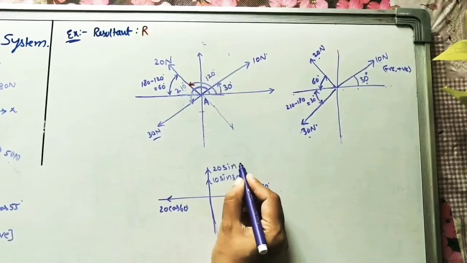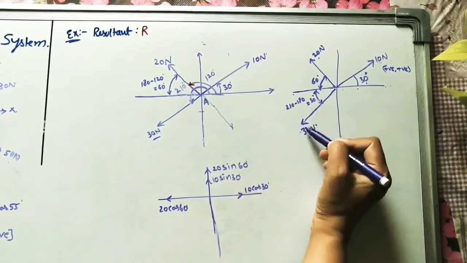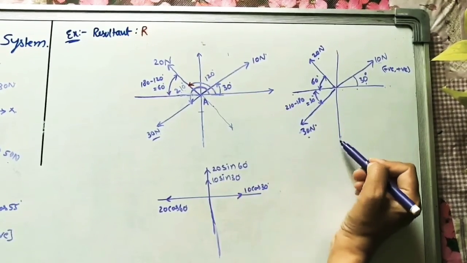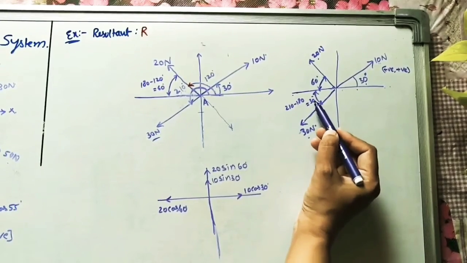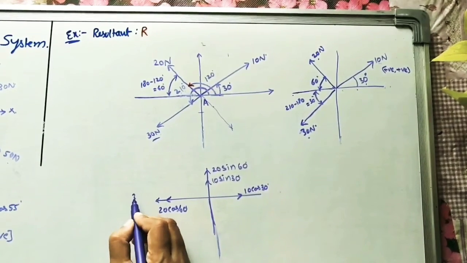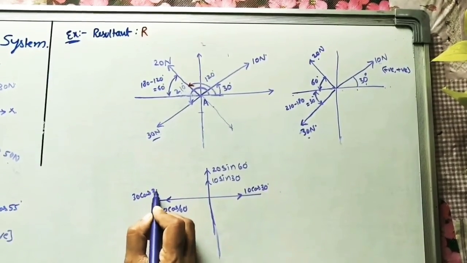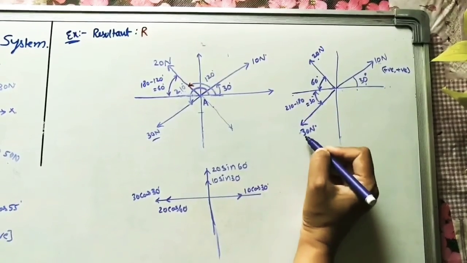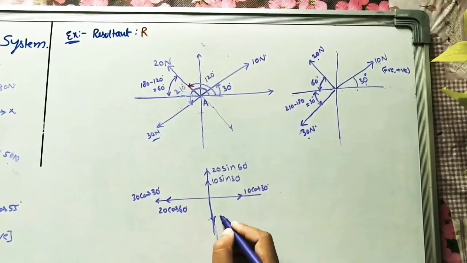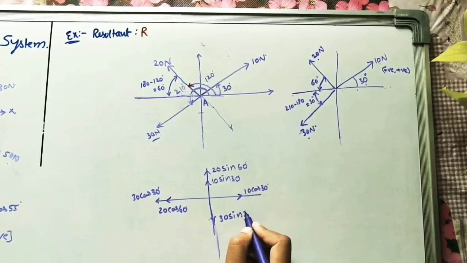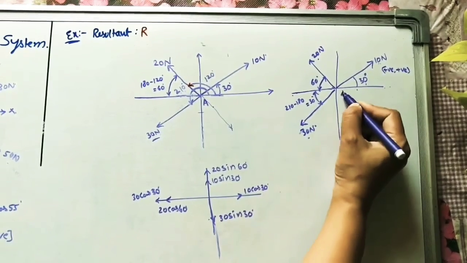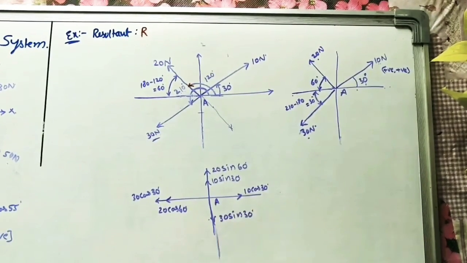For this force, both horizontal and vertical are negative. 30 cos 30. Vertical is downward, 30 sine 30. So in this one also we have to find the resultant force at point A.